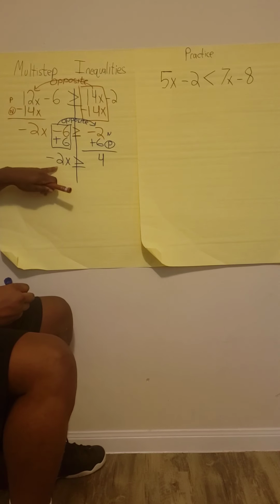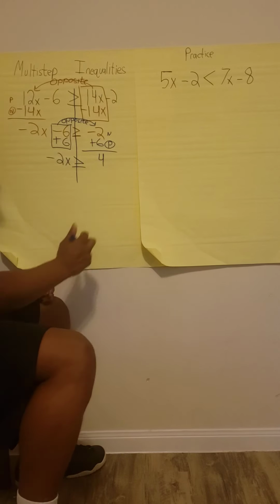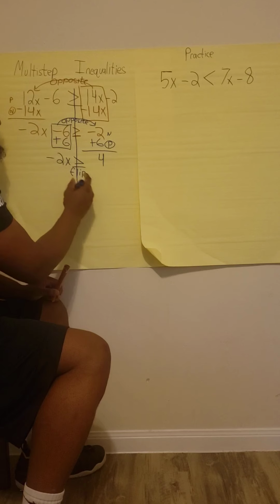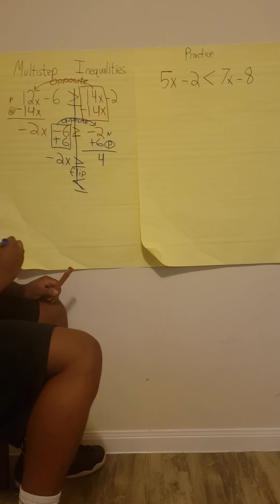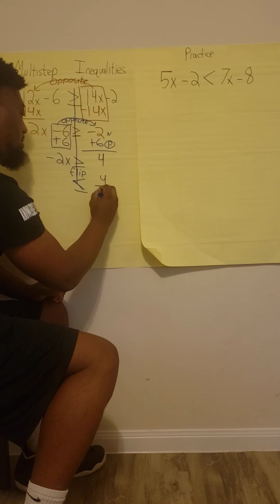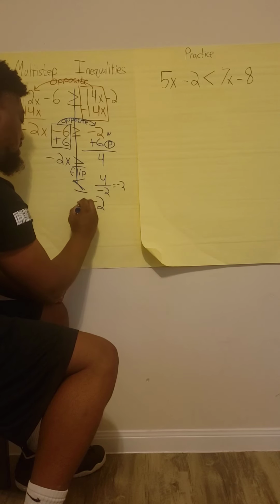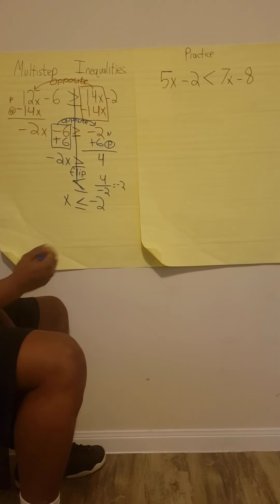Now, since the coefficient on this one is negative and you're about to divide by a negative number, you need to flip this inequality sign in the other direction. So once you flip it, it's now going this way. Okay? So now I'm going to go ahead and divide. I got 4 divided by a negative 2, and that gives you negative 2. So on this side I have negative 2. I flip my sign, and then I just have x. So after that, that's your answer.